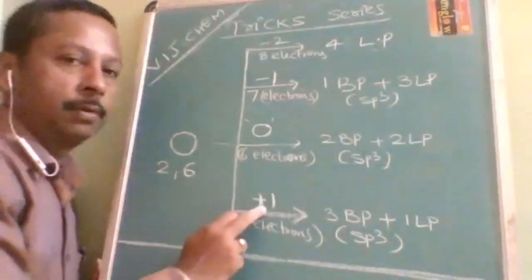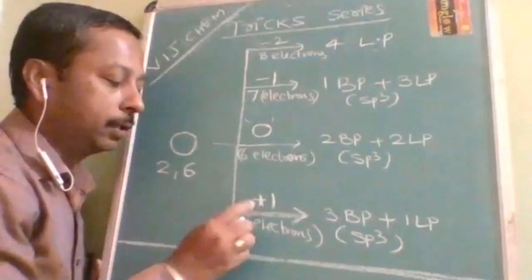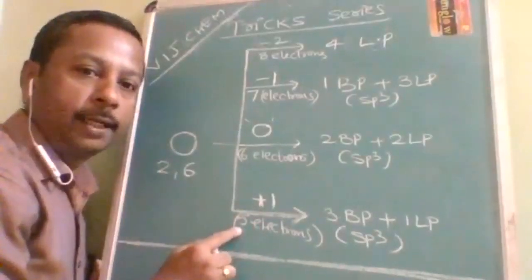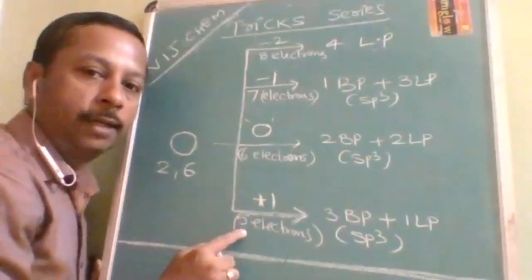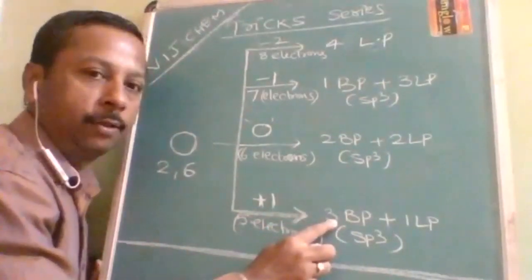Now let us come to the +1 charge. 6 electrons are there, it lost 1 electron, so it is left with 5 electrons. To make an octet, 3 electrons are required for bond formation.